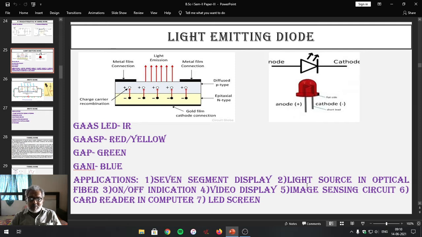Student friends, today let me discuss another type of special diode, and that is known as light emitting diode. It is abbreviated as LED. You might be seeing this structure of the diode many times.